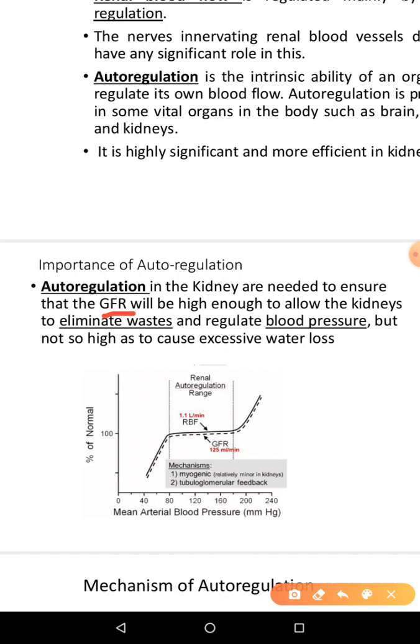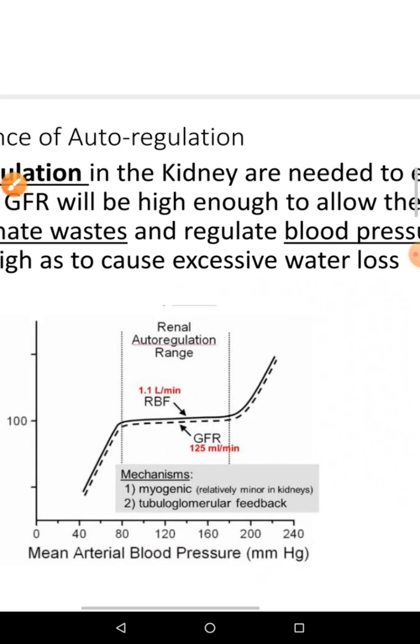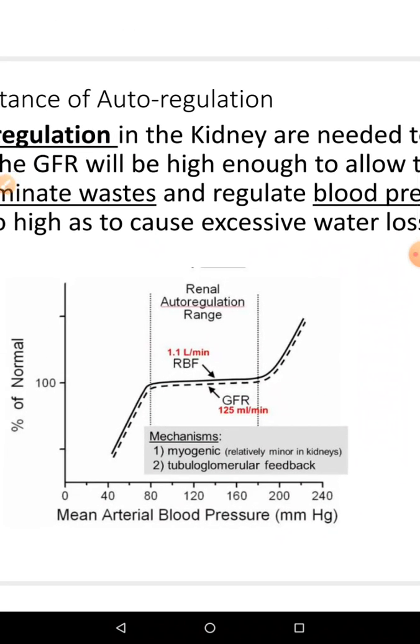Now this graph shows the range of blood pressure that can be autoregulated. So what this diagram shows is that even if there is change in blood pressure in the body, either it's 80, it's 100, it's 120, or 150, 160, this will still remain constant.